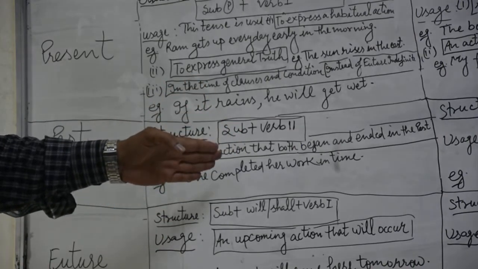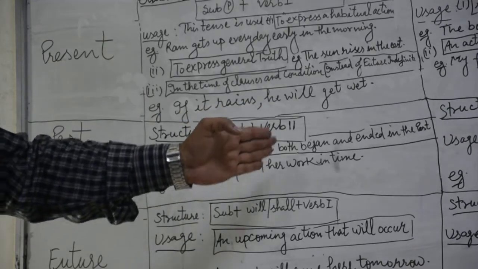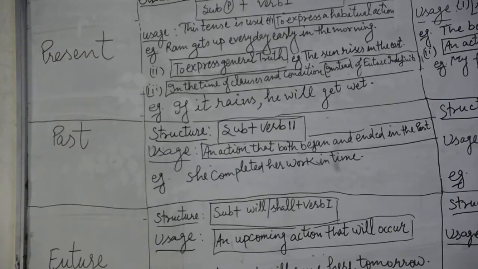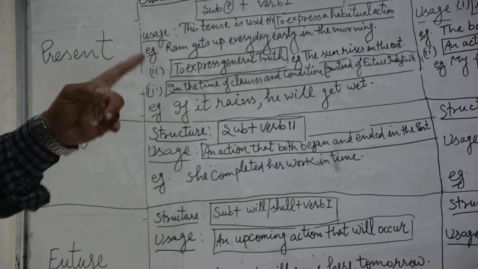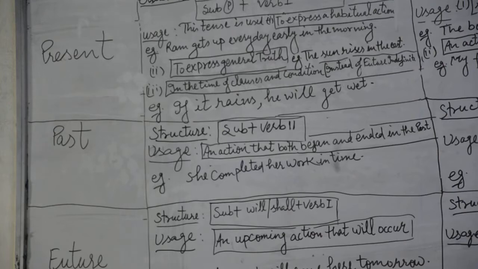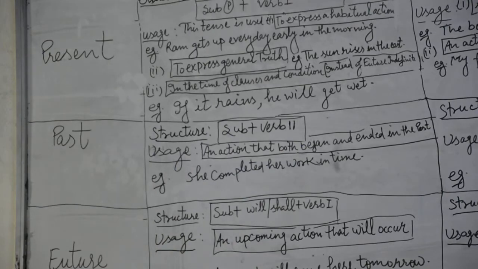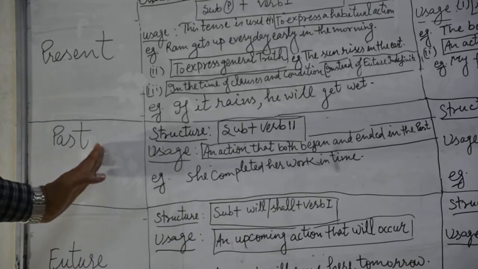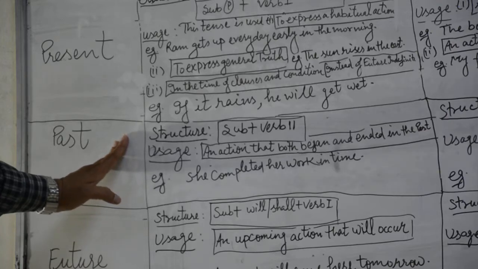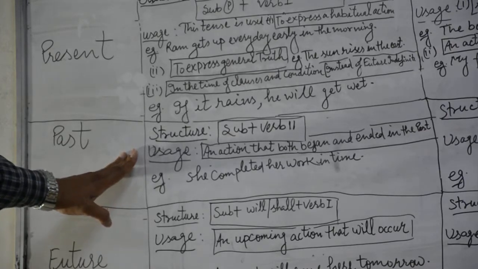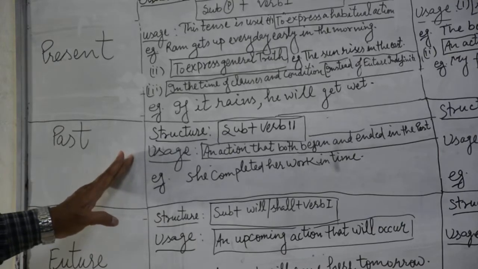It is used to show an action that both began and ended in the past. The action began in past and it also ended in past. For example, you can say she completed her work in time. So the past indefinite is used to show an action that began in past and ended in past.